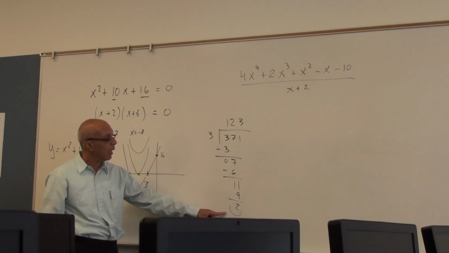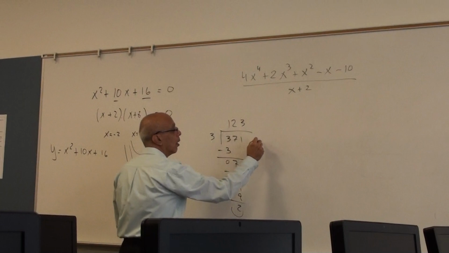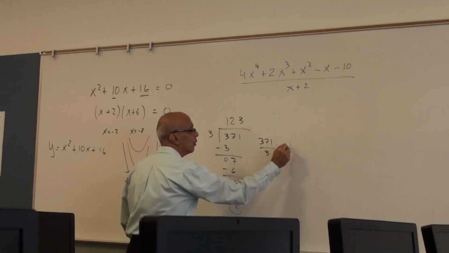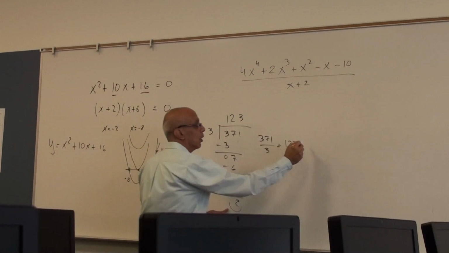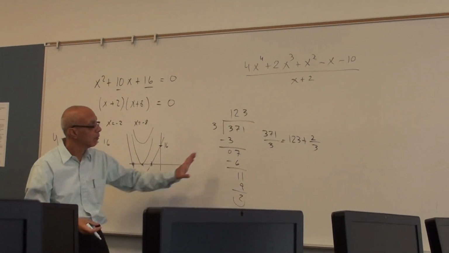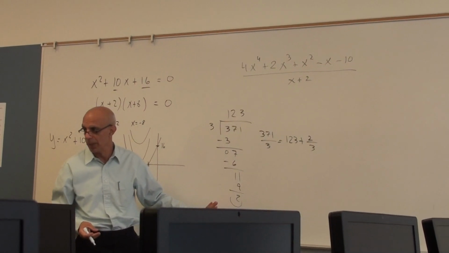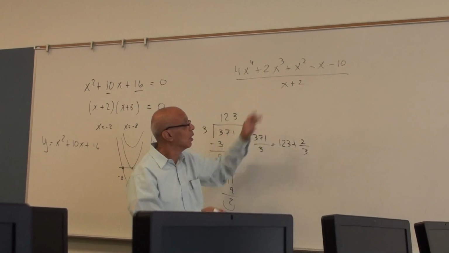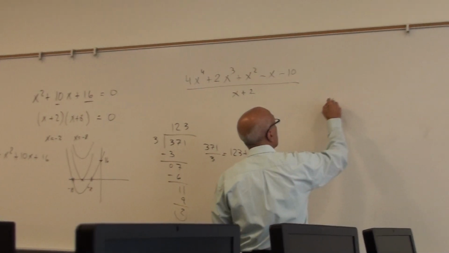Now, the remainder, I can say that 371 divided by 3 is going to be 1, 2, 3, plus the remainder, that is 2 over 3, right? That's the way we can represent that. Is that okay? Everybody fine with that? So let's do the same thing here. Long division is the same as that, just that now we are dealing with polynomials.